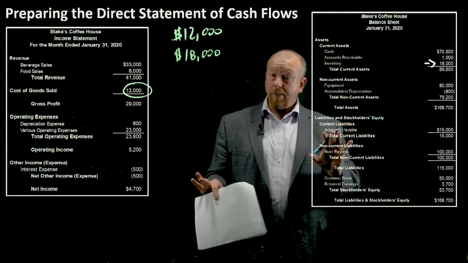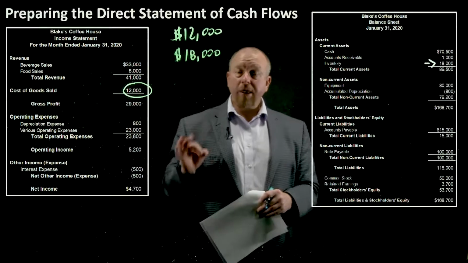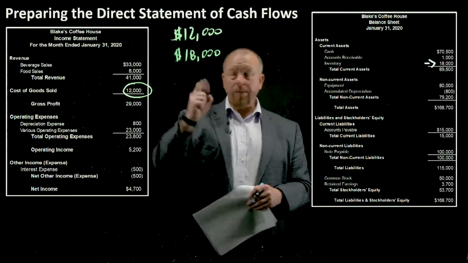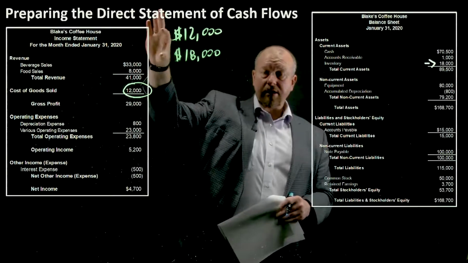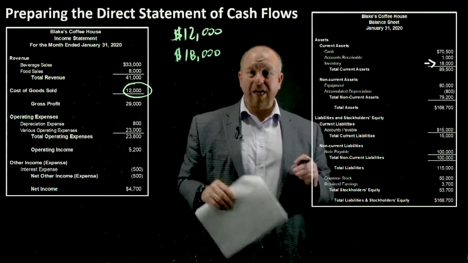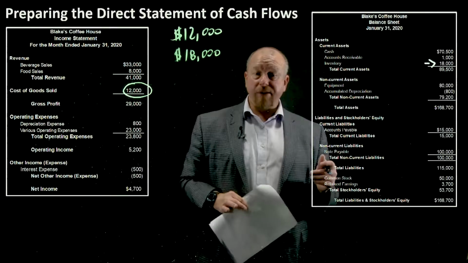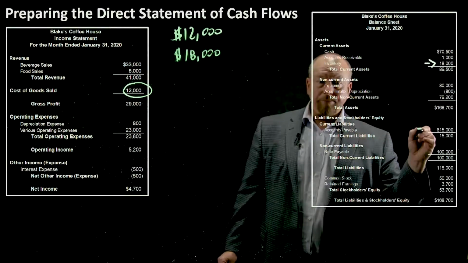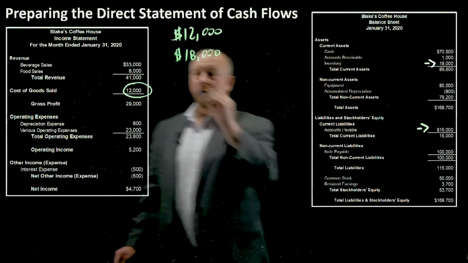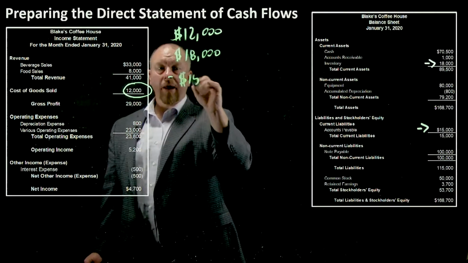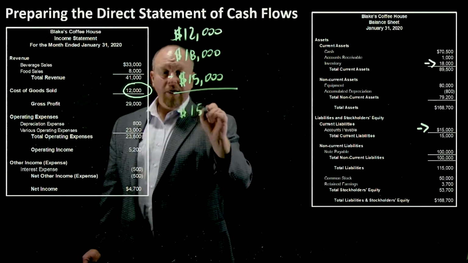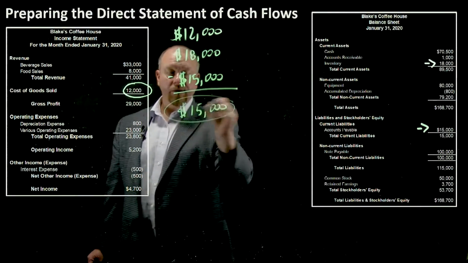But we're not done yet, because what we're trying to get at here is cash paid to suppliers of inventory. We didn't pay $30,000. These add up to $30,000 right here, but we did not pay that. We actually paid for half of that. So to the extent that you have an increase in accounts payable that you see right here, we have to subtract that. So cash paid to suppliers of inventory is actually this $15,000 right here.